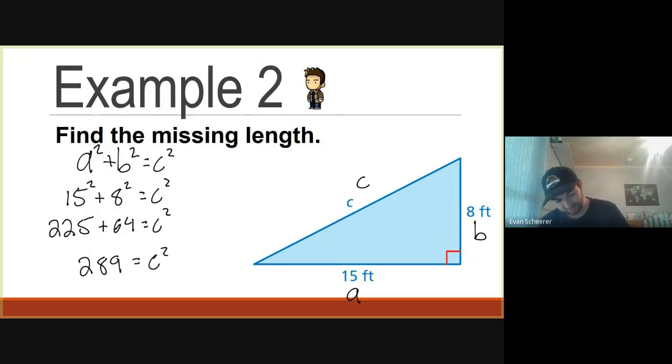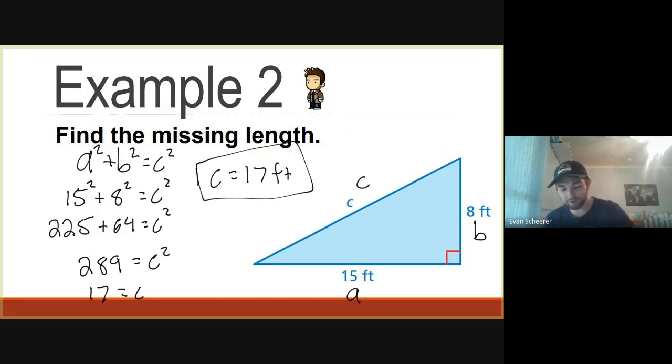Which equals c squared. So we need to find the square root of 289, right? We said 13 times 13 was 169. So let's try 14 times 14. 14 times 14 is 196. So we've got to go way higher, right? Let's try 16 times 16. That's 256. So let's try 17 times 17, 289. So 17 equals C. So C equals 17 feet.